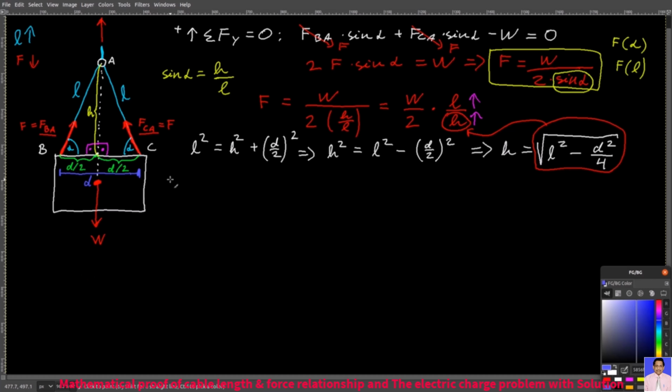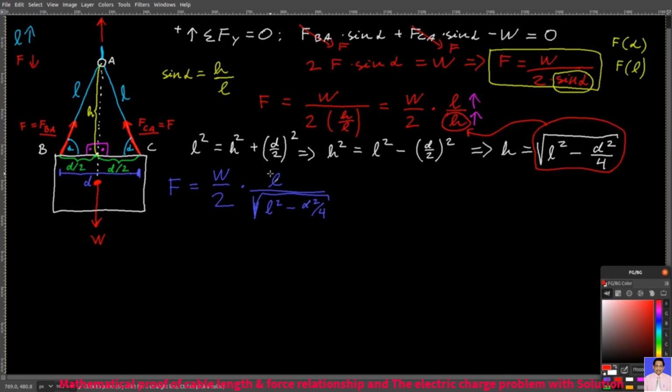So now force equals W over 2 times L over, and then instead of h I have this expression, the square root of all this. The good thing now is that this d squared is constant because the d value does not change when your L increases. h did increase, but d does not increase.